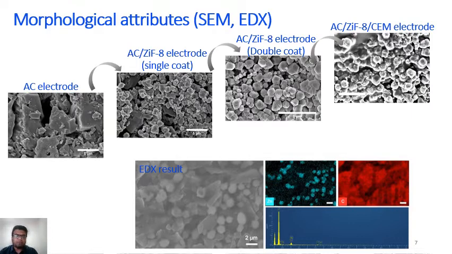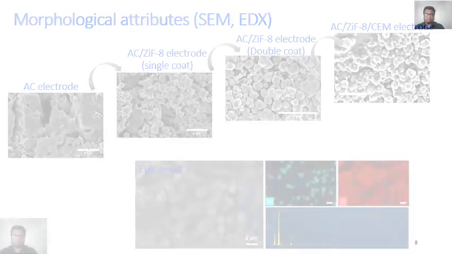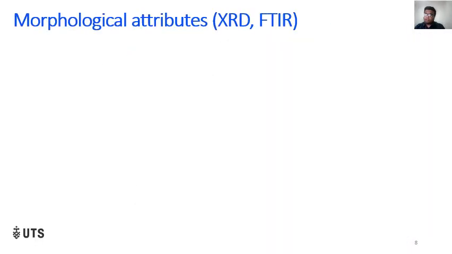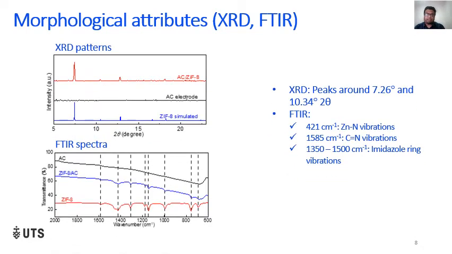Moreover, we have observed that a single coat of GIF8 was not enough to cover the whole surface of the AC electrode. Hence, we doubly coated the AC electrode and then cast the Nafion layer on the surface. In addition, both XRD and FTIR analysis also confirmed the formation of GIF8 on the AC electrode successfully.